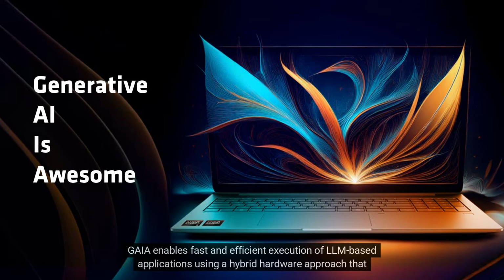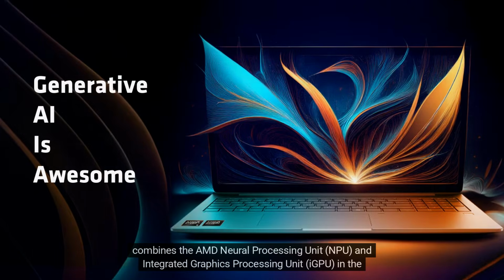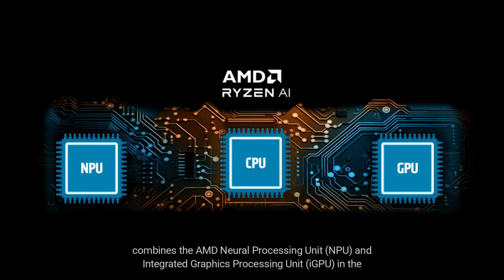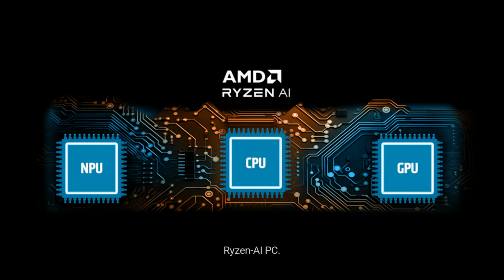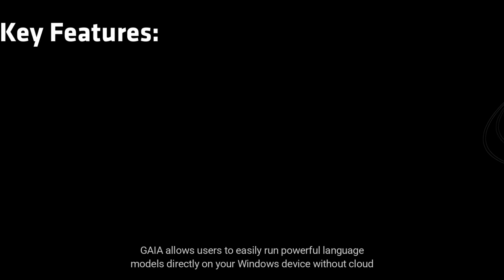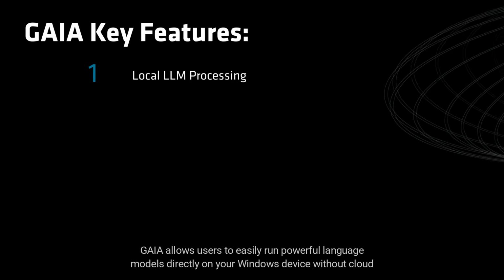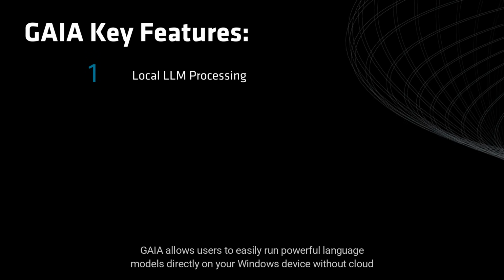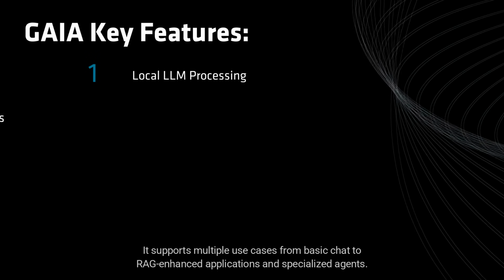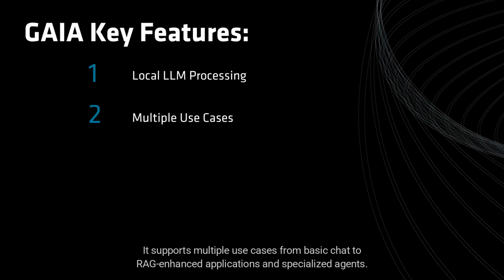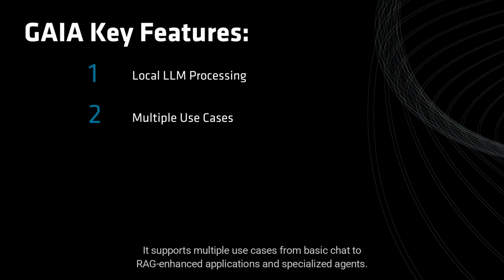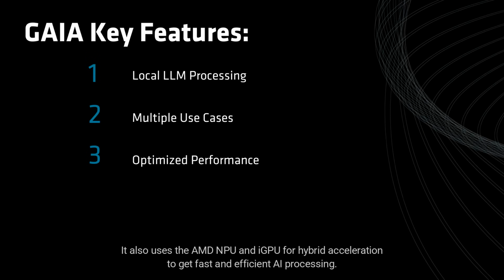GAIA enables fast and efficient execution of LLM-based applications using a hybrid hardware approach that combines the AMD Neural Processing Unit (NPU) and Integrated Graphics Processing Unit (iGPU) in the Ryzen AI PC. GAIA allows users to easily run powerful language models directly on your Windows device without cloud dependencies. It supports multiple use cases from basic chat to RAG-enhanced applications and specialized agents. It also uses the AMD NPU and iGPU for hybrid acceleration to get fast and efficient AI processing.